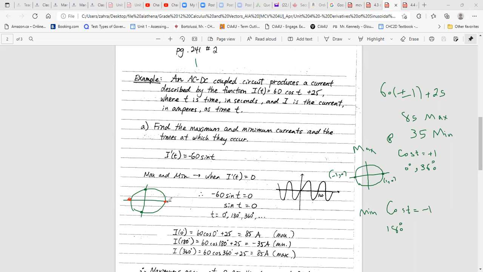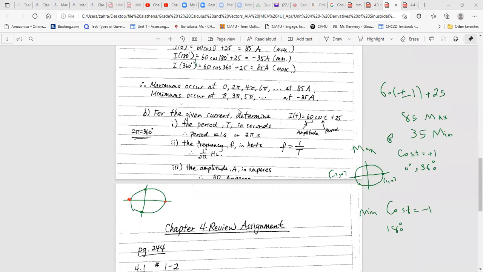Now, to find out which one is the maximum or minimum, you can bring it back into the original equation. Putting in 0 gives 85, 180 gives negative 35, and 360 gives 85. So 0 and 360 are your maximum, and 180 is the minimum. It's the same result as before, but here you use the derivative.